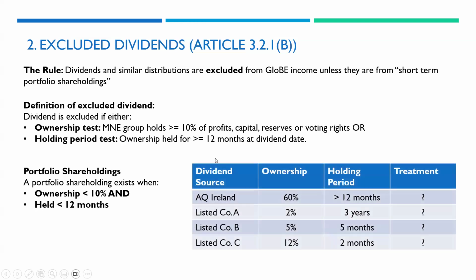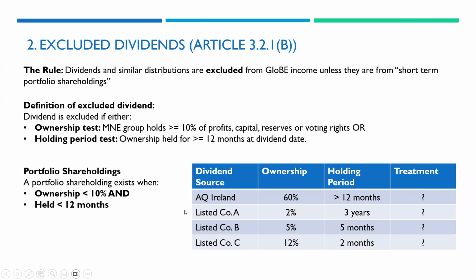So let's do an example. Let's say this is my dividend source. My dividend source is from AQ, which is in Ireland. I have 60% ownership and I have held it for more than 12 months. Should I exclude this dividend from my net profit? Yes or no? You have to, because it satisfies the conditions.